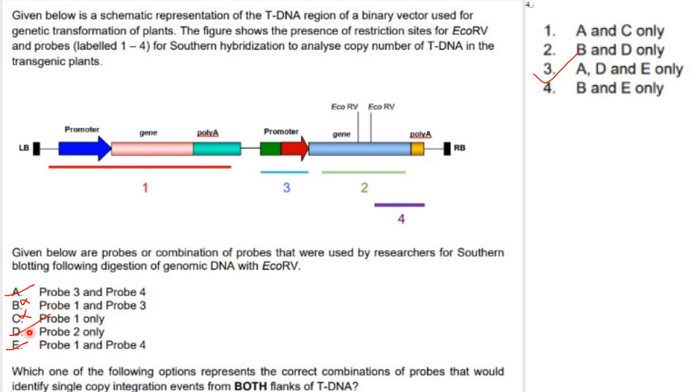So which are the correct statements? Correct probes. A is correct. D is correct. E is correct. B is incorrect. C is also not correct. So A, D, E is the correct answer. A, D, E only.